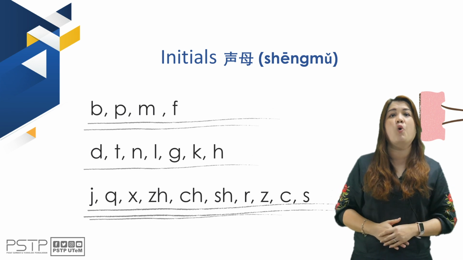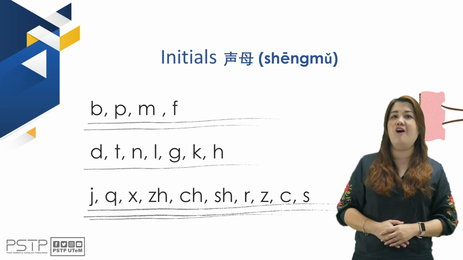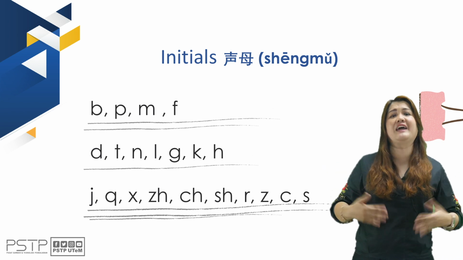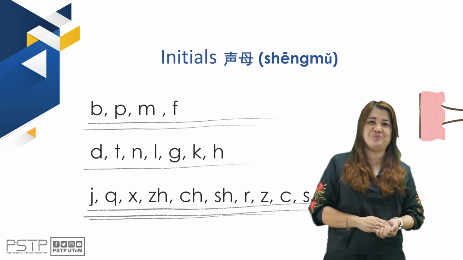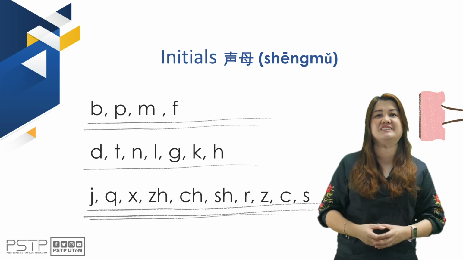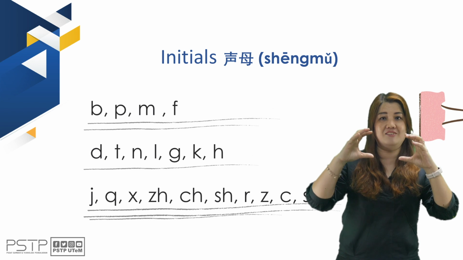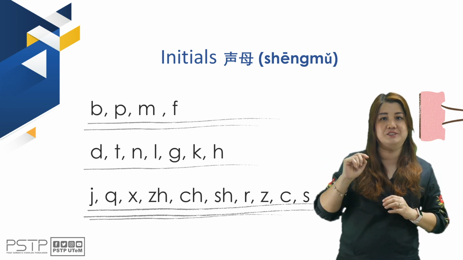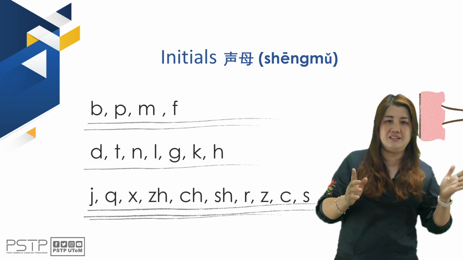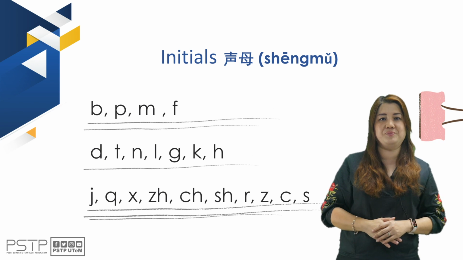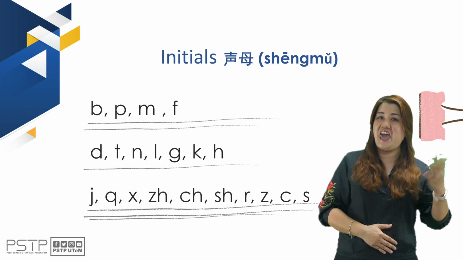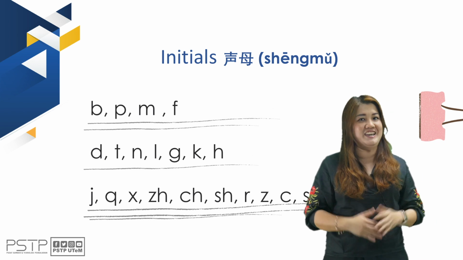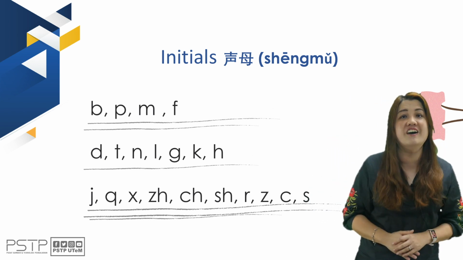Just for example, bo, po, mo, and fo. Okay, let's try others. How about D, T, N, L, G, K, and H? Now we have to assume there is the E sound in the bracket, E for elephant. So it will be D plus E sound, de, te, ne, le, ge, ke, he.